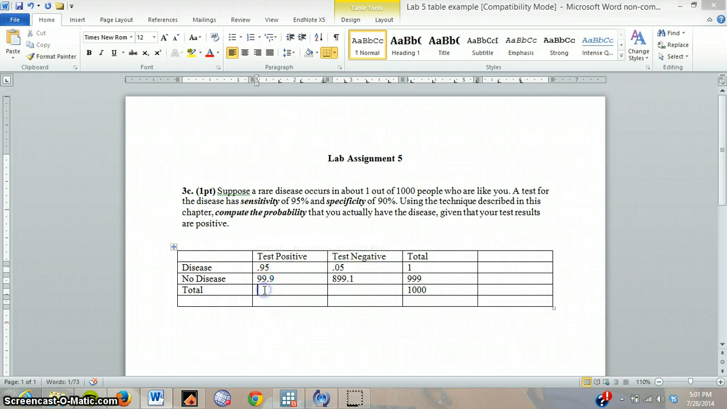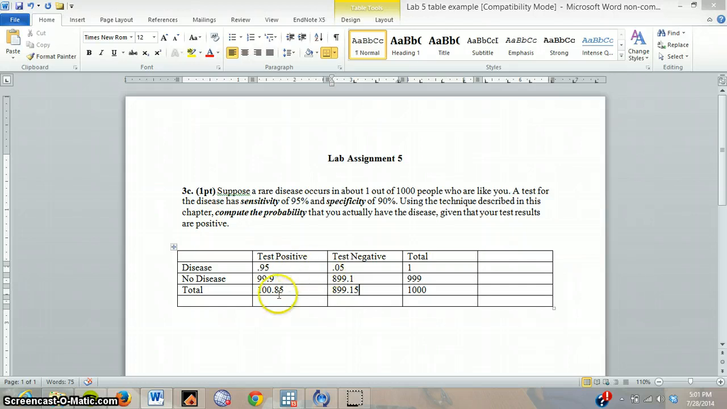And then we can just fill in the rest of the columns here. So 100.85 and 899.15. So we have our chart here, and this is going to help us make our big decision of, you tested positive, what are the odds you actually have the disease?